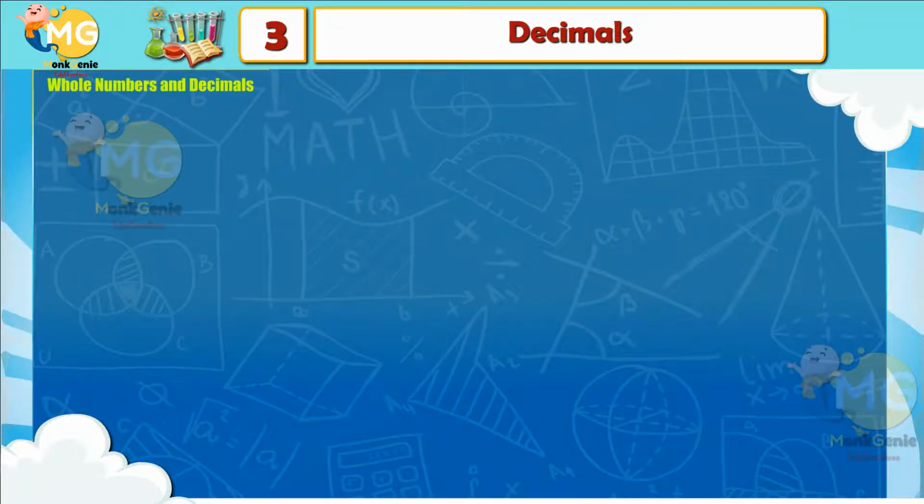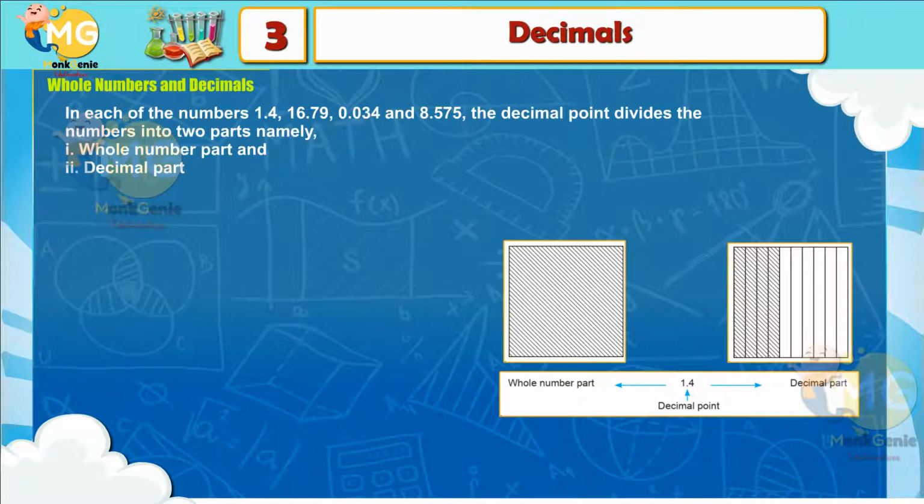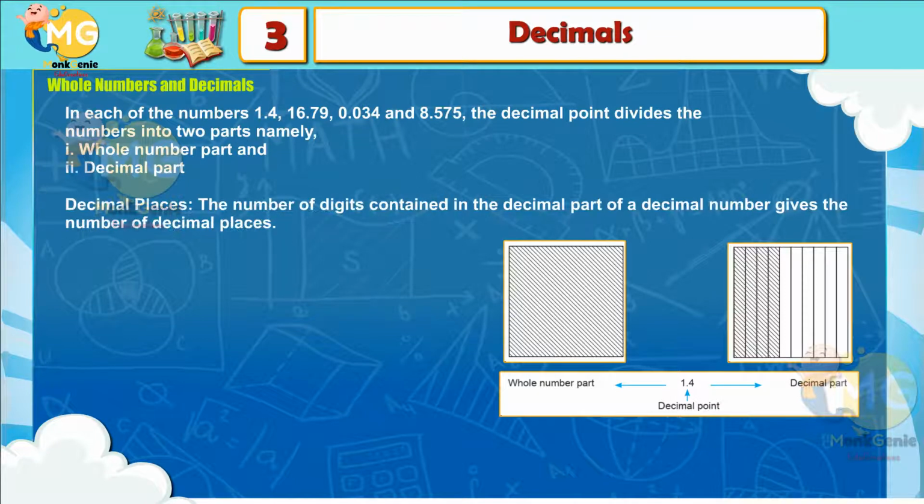Whole numbers and decimals. In each of the numbers 1.4, 16.79, 0.034 and 8.575, the decimal point divides the numbers into two parts, namely 1. Whole number part and 2. Decimal part.